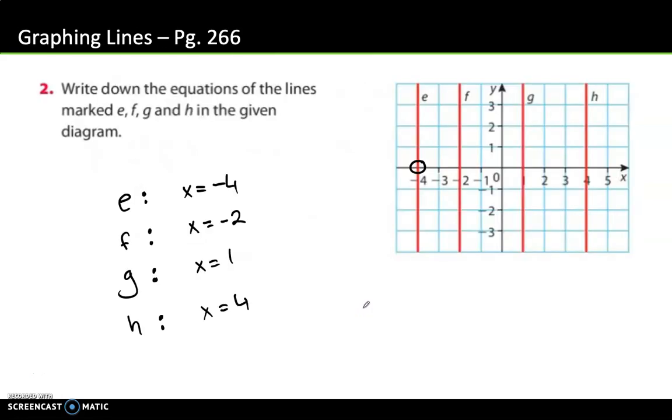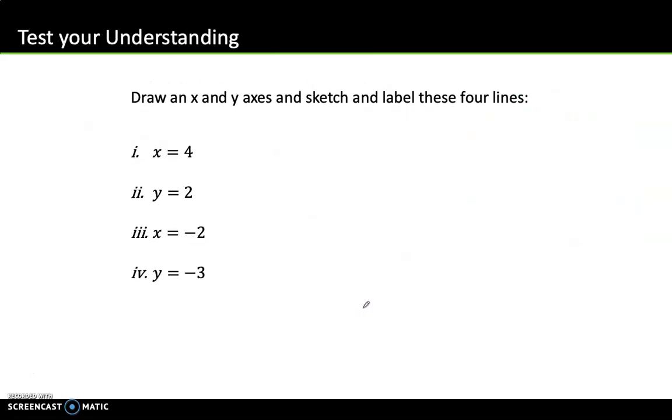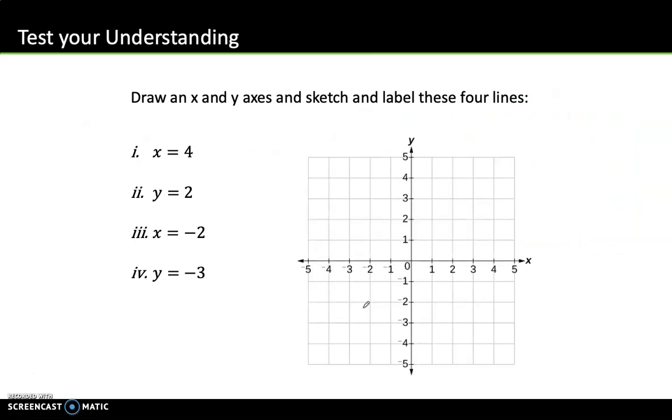Okay. And last thing on this, what I'd like you to do is draw this XY graph here and sketch these lines. They're either going to be horizontal or vertical, okay? So pause the video and sketch these lines here.